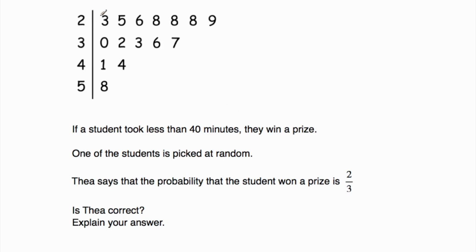So if we have a look, we've got all these students, and 23 minutes they would win a prize, 25 minutes they would win a prize, 26 minutes they would win a prize, and so on. 41 minutes wouldn't win a prize because they took longer than 40 minutes, 44 minutes wouldn't, and 58 minutes wouldn't.